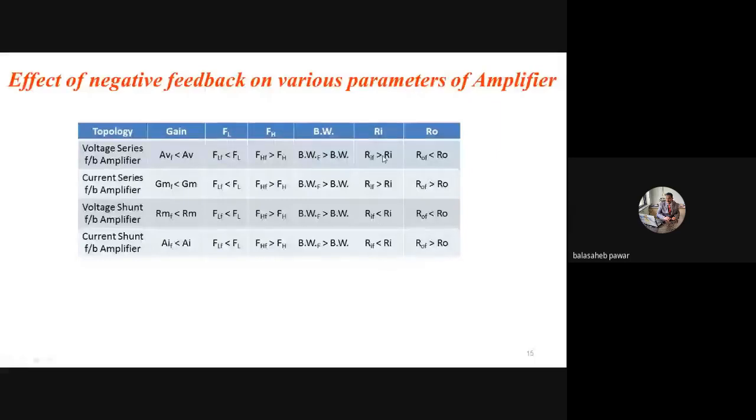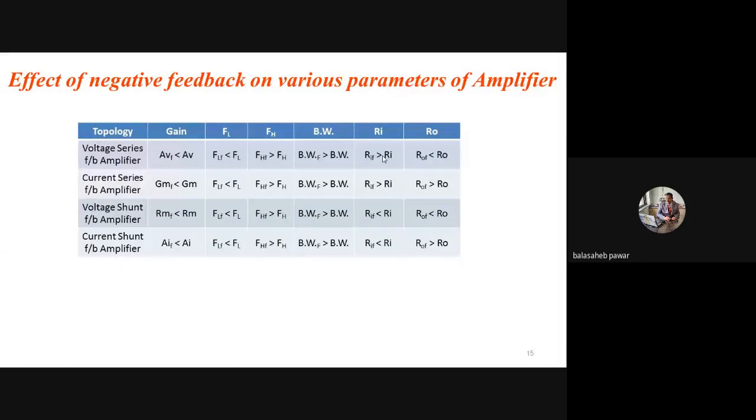The first topology is the voltage series feedback amplifier, which means there will be a sample of voltage and mixing in series. At your end, with your notebook and pen, just note down 2 points. For an ideal voltage amplifier, the input impedance is infinite and the output impedance is 0.